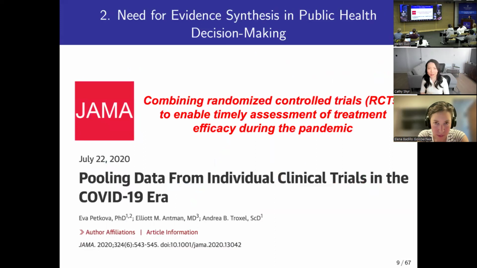The second opportunity is the need for evidence synthesis in public health decision-making. So this is a screenshot of an article that was published in JAMA looking at scientists pulling data from individual clinical trials during the COVID-19 pandemic. And if we look at when this article came out, July 22nd of 2020, you may remember that was actually during one of the peaks of the pandemic in the US. So I think this is a great example of how leveraging information from multiple data sets can enable timely assessment of treatment efficacy during perhaps one of the largest public health crises in the last decade.